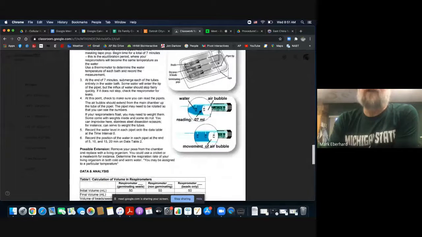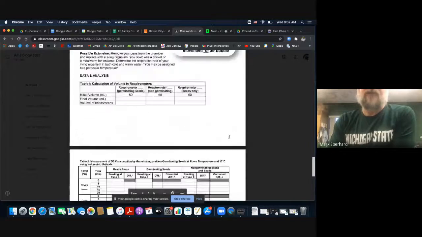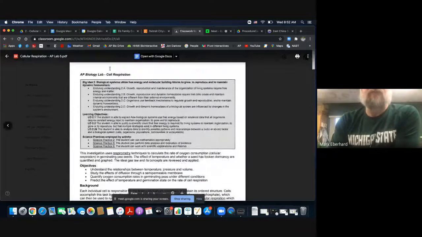And here's what I was talking about. Here's that air bubble. As the seeds use up the oxygen for cell respiration, that air bubble is going to move up the tube. And as the air bubble moves up the tube, the dye is going to move up the tube, and it's going to allow you to measure how much oxygen is being consumed. I would suggest doing a skim through of the reading of the original instructions. That should help you as well.